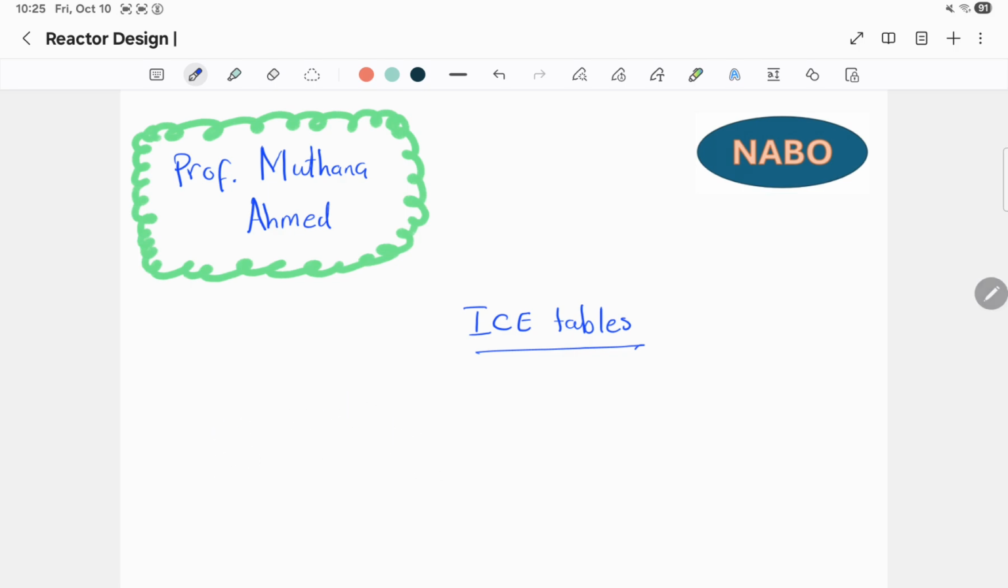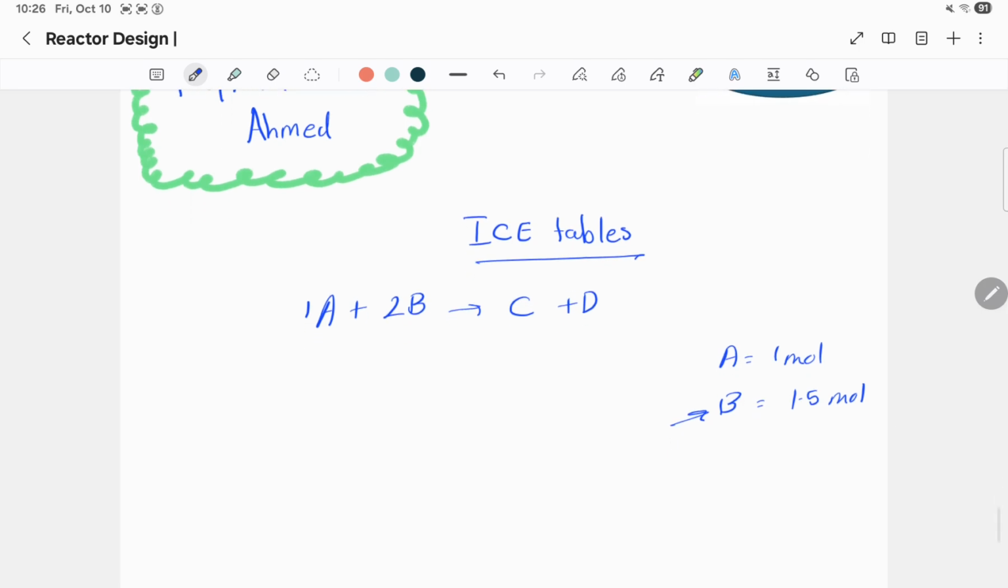So let's say our reaction is A plus 2B gives us C plus D. Let's say we have 1 mole of A and 1.5 mole of B. What is our limiting reactant? So basically, which element will run out first? That'll be B, because for 1 mole of A, you need 2 moles of B. And clearly, we don't have enough B, therefore that's our limiting reactant. Therefore, the ice table will be in terms of B.